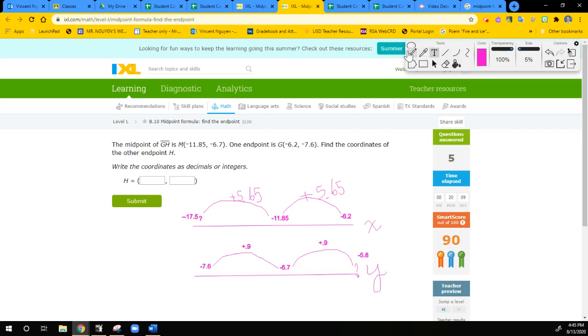Okay, so here's my numbers. So here's the first one, and here's the second one. Okay, so I'm gonna type that in. Negative 17.5.